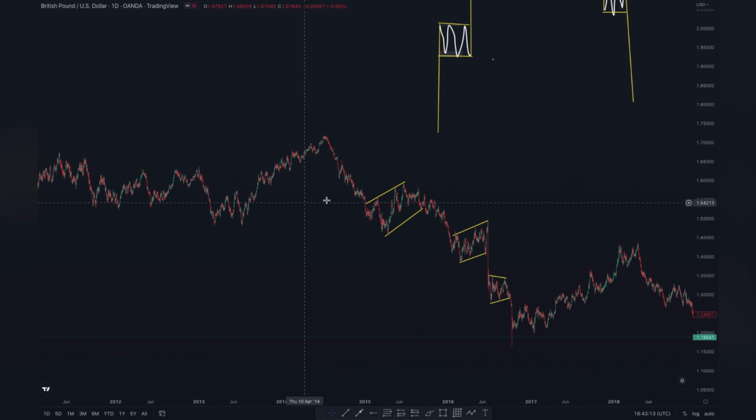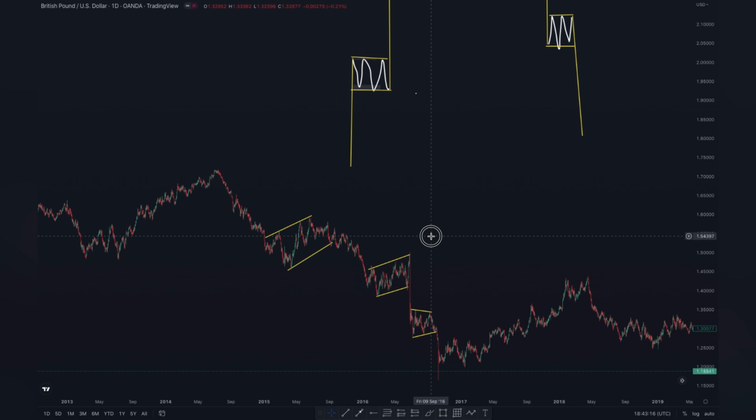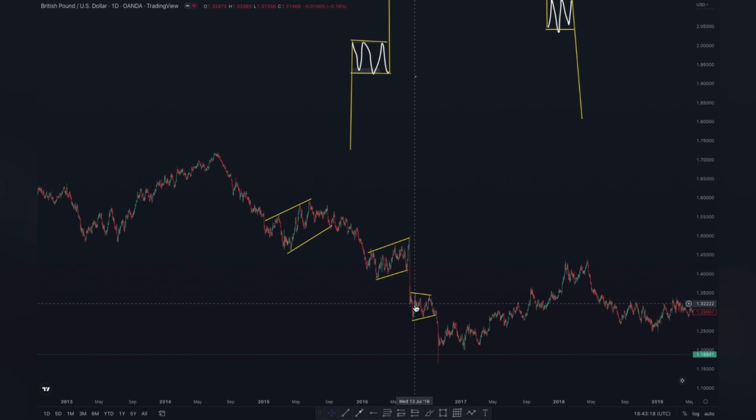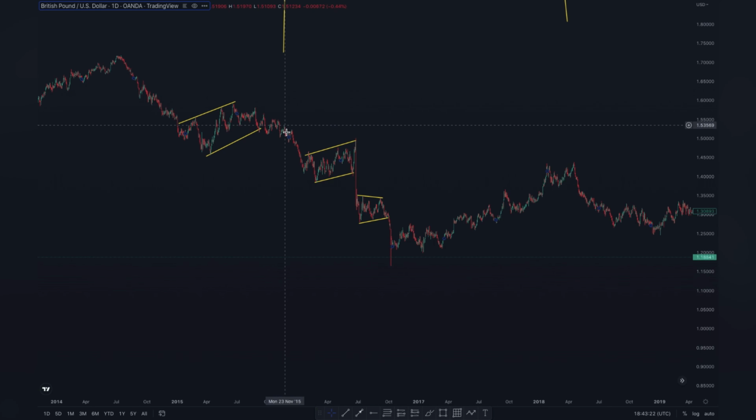You can see clearly we have marked a lot of bearish flags here. You see that we have an impulse to the downside, corrected, and then we continue to the downside. We have an impulse to the downside, corrected, and then we have another impulse to the downside.